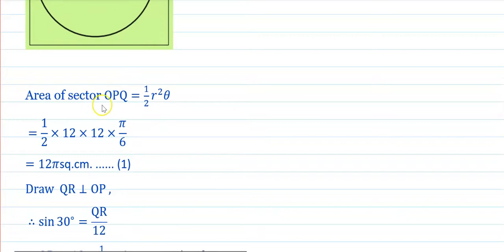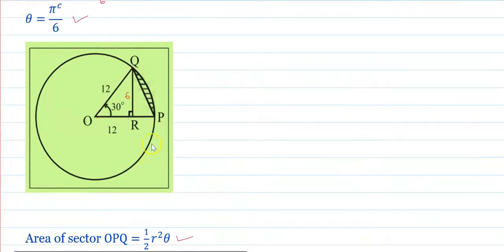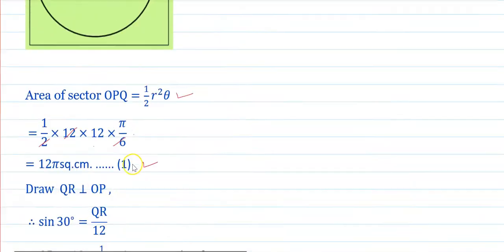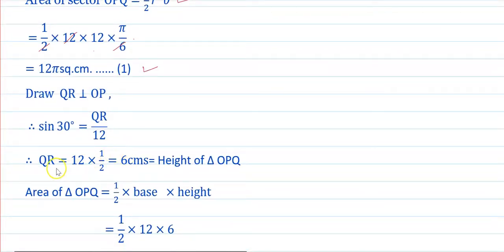Next, area of the sector OPQ is equal to 1/2 r square theta. That is 1/2 into 12 into 12 into pi by 6. And here, if we simplify, then 6 into 2 you will get 12. 12 gets cancelled and you will get 12 pi square centimeter. Next, QR is perpendicular to OP. Sin theta is equal to QR upon the hypotenuse 12 and hence QR is equal to 12 into 1/2.